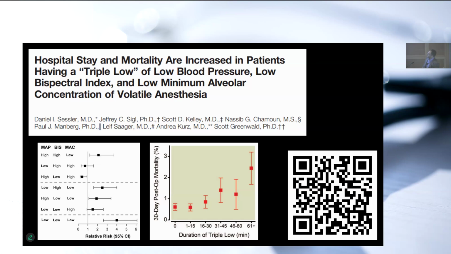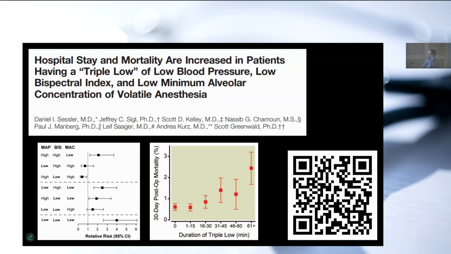And so what he found in this study was that if you had this triple low, which is to say low blood pressure intraoperatively, low index on the BIS, so you appear to be over anesthetized, and a low minimum alveolar concentration of volatile anesthetic, meaning we're not giving you an overdose of drug. We're giving you a small amount of drug, but the EEG suggested you're getting a tremendous amount of drug and you have a low blood pressure. Well, then these patients essentially die significantly more often and have a longer hospital length of stay.